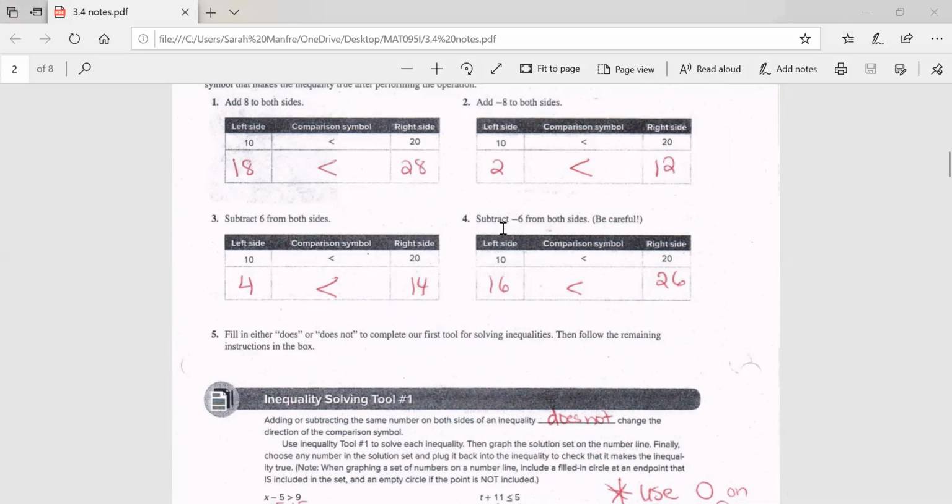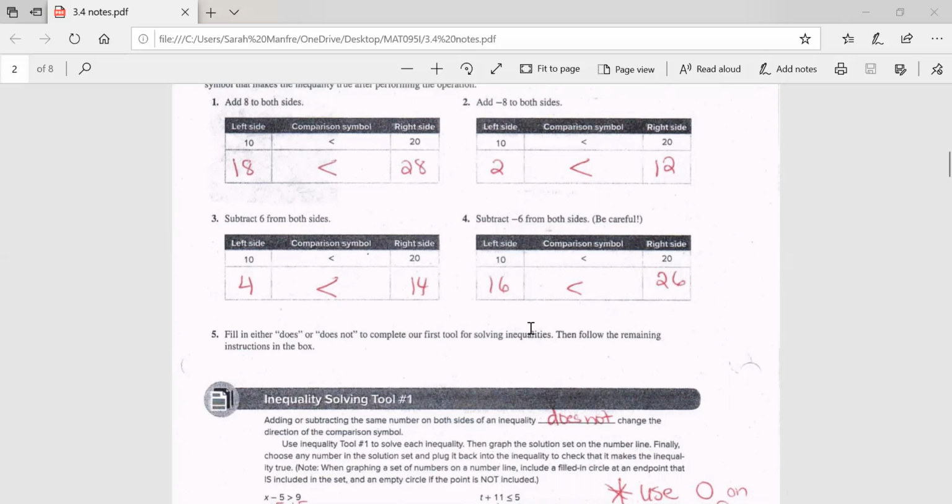Now, number 4, subtract -6. Think for a second. When you subtract a negative, what are you really doing? Remember, you're subtracting a negative, so you have 2 negatives, which turns positive. So we're really doing addition here. 10 subtract -6 is 16. 10 plus 6 is 16. 20 subtract -6 is 26. Well, 16 is less than 26, which is keeping the inequality sign the same.